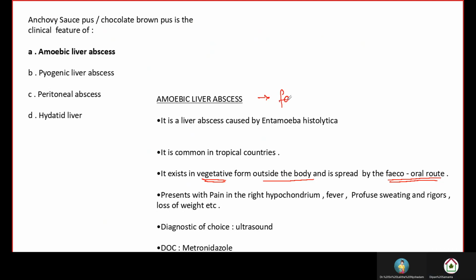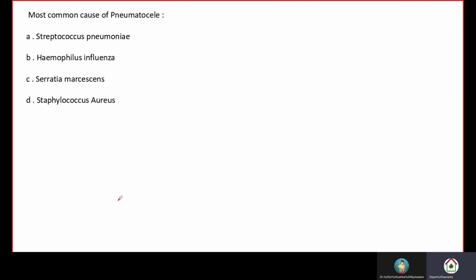Caused by fecal-oral route. Presents with pain in the right hypochondrium, number 1. Number 2, fever. Number 3, profuse sweating. Number 4, rigors. Number 5, loss of weight. Diagnosis of choice is USG and drug of choice is metronidazole. Okay.